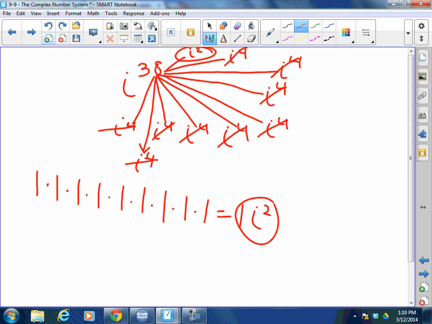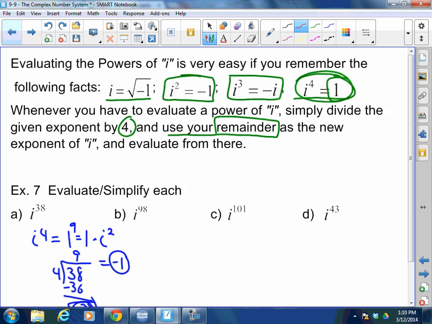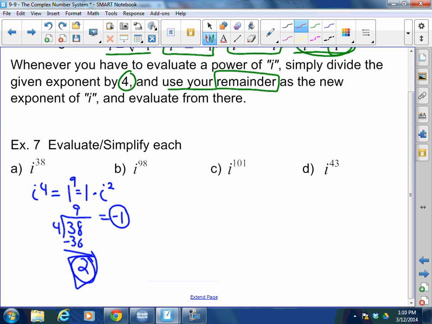Every set of 4 comes out as 1. How many sets of 4 were in 38, my friends? 9 sets of i to the 4th. So what does that equal? 1. Are you with me here? Are you sure, my man? And then I have a leftover of 2, so it's i squared, which is negative 1.